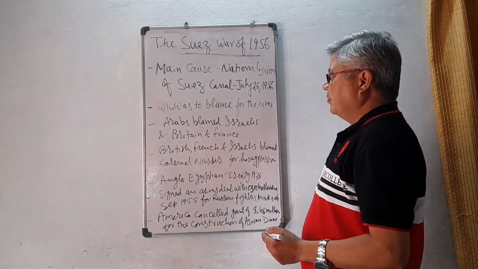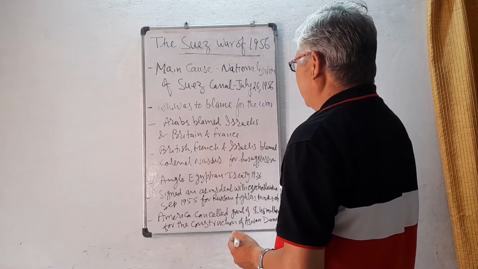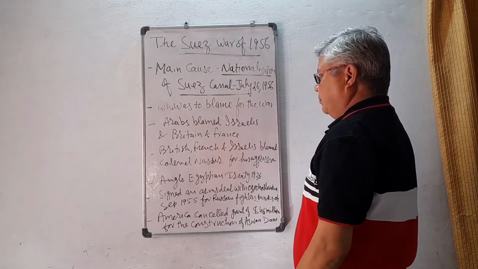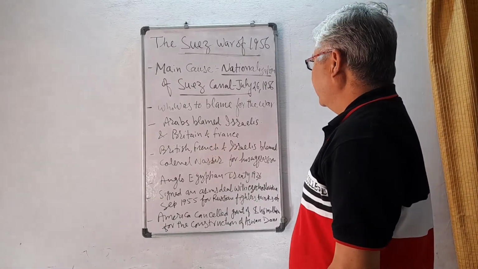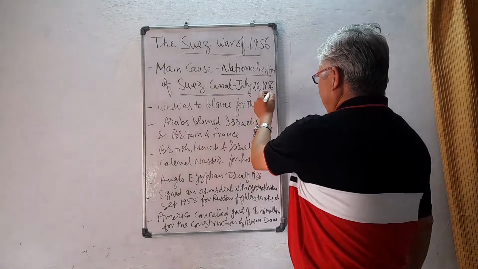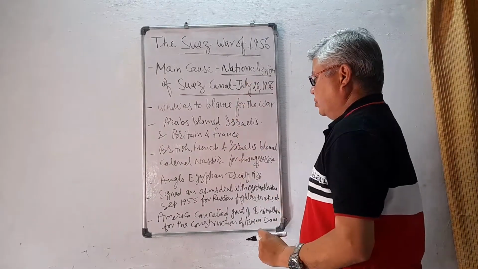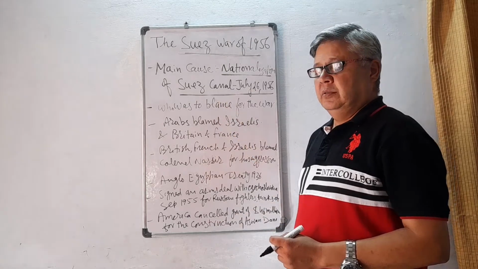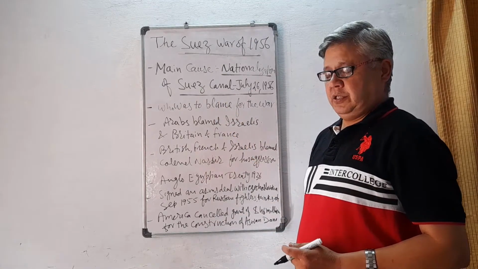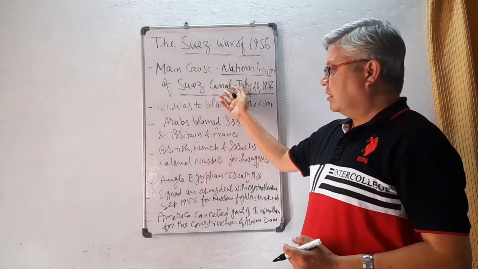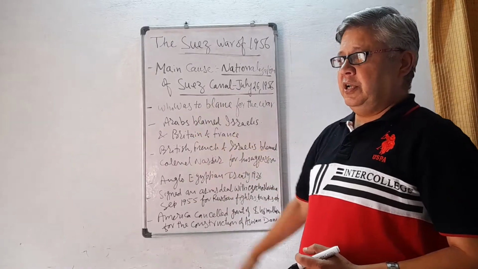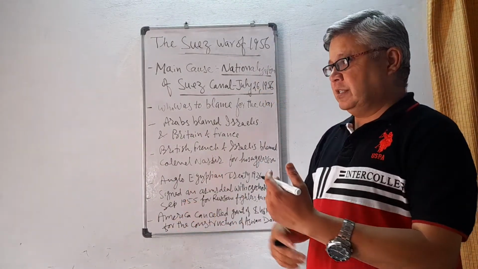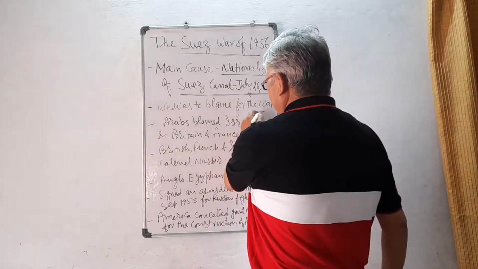And the main cause of this Suez War was the nationalization of the Suez Canal. The ruler of Egypt, Colonel Nasser, nationalized the Suez Canal in July 1956. So this nationalization became one of the most important causes of the Suez War of 1956. Before discussing this in detail, we go back to its history, to what was happening in that region, how the politics was taking place and who was to blame for the war.